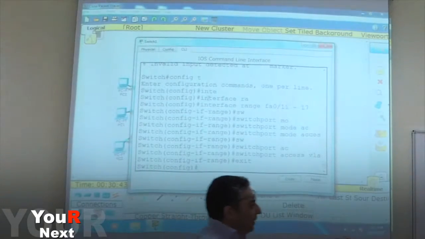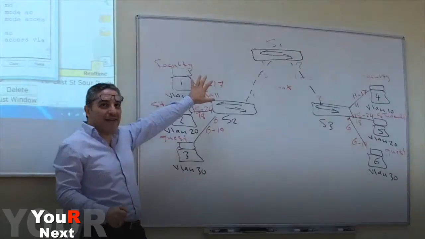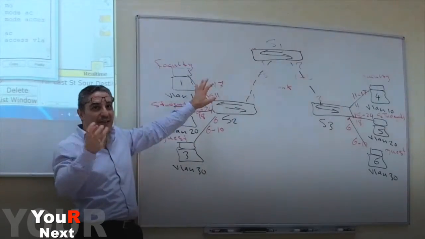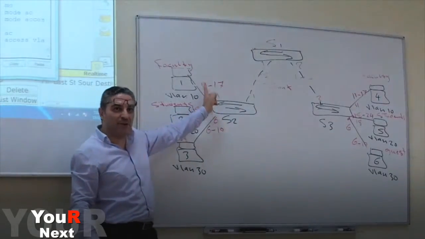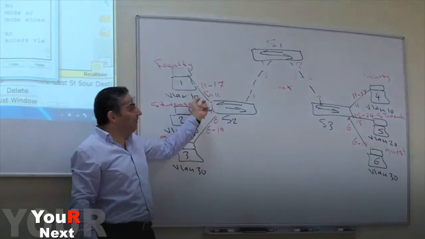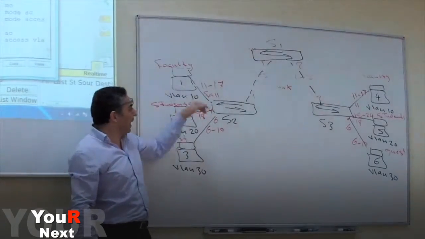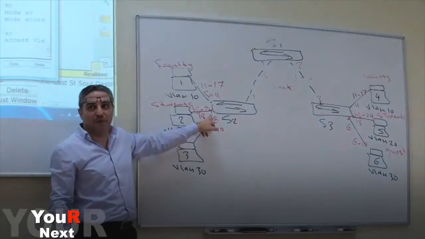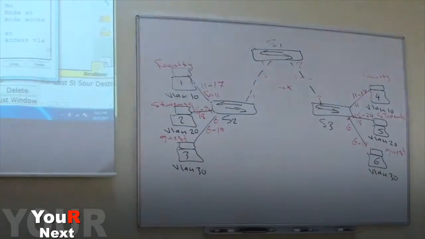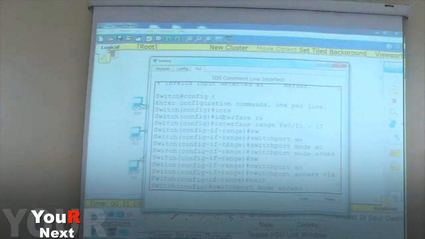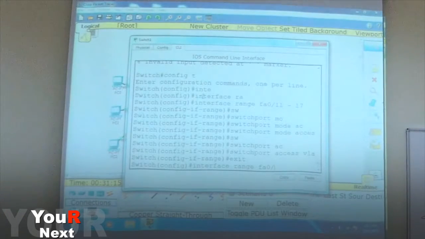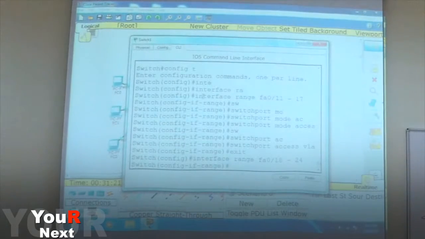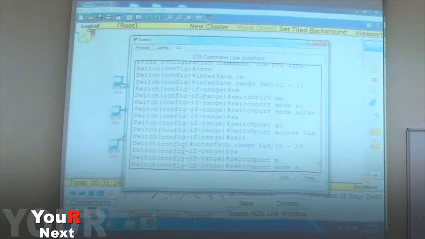That one is done. What I have done so far is just assign the ports to the VLAN. I'm giving the switch the order: from port number 11, 12, 13, until 17, belong to VLAN 10. Next, I'm going to go for 18 to 24, the same procedure. Interface range, first terminal, 18 to 24. Switchport mode access as well.